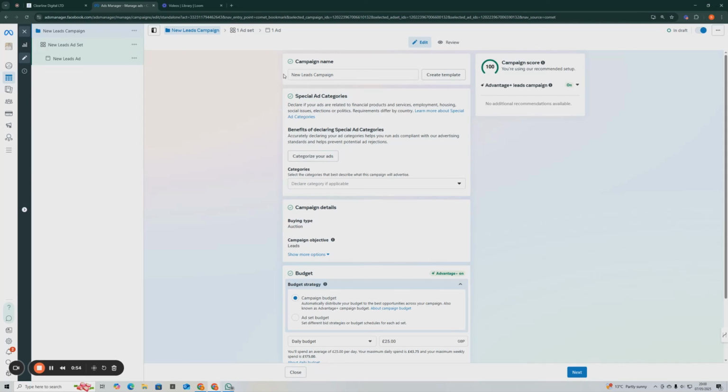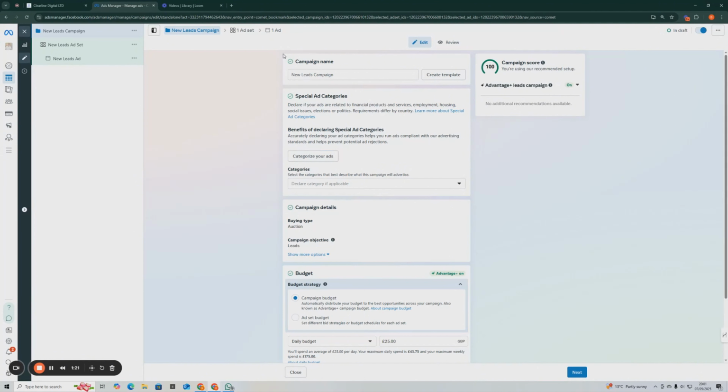So we want to give our campaign a name. Now, we want to keep good naming conventions throughout, just so we know what's where at a glance and what each ad set or ad or campaign is actually doing. So for the campaign level, for us as an agency, we don't really mind what the campaign title is, just because we run all our ads in one campaign.